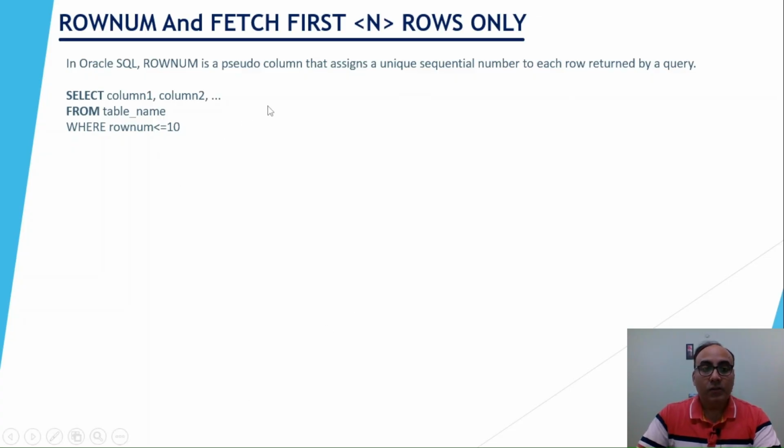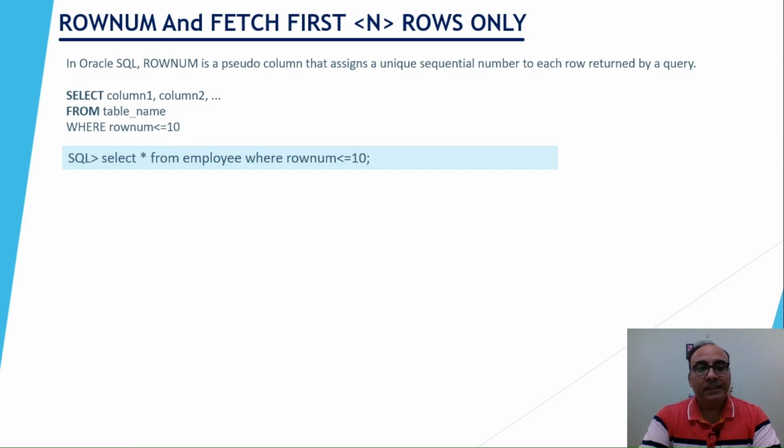So let's look at the example. Select star from employee where ROWNUM less than or equal to 10. In this particular example, it will retrieve 10 rows from the table employee. Randomly it will pick 10 rows from the table employee and those rows will be displayed.